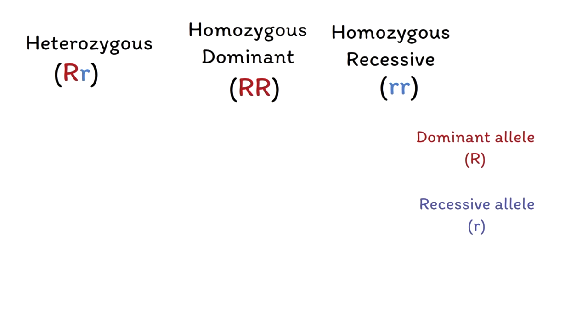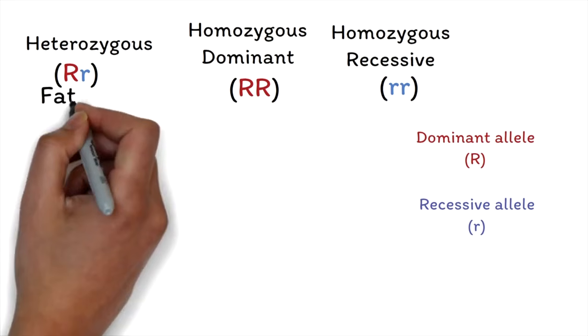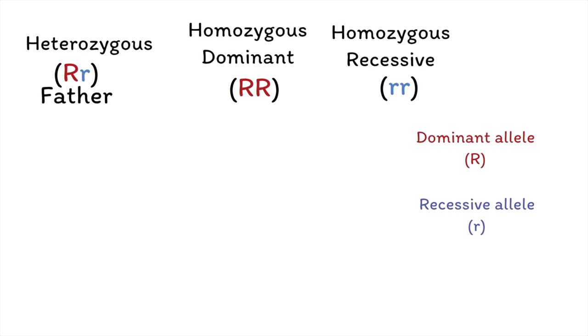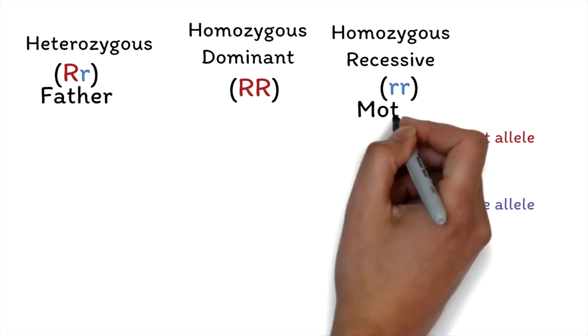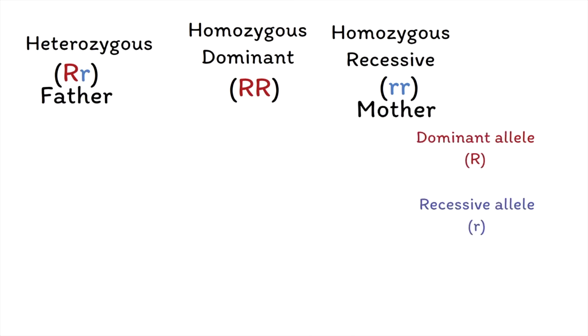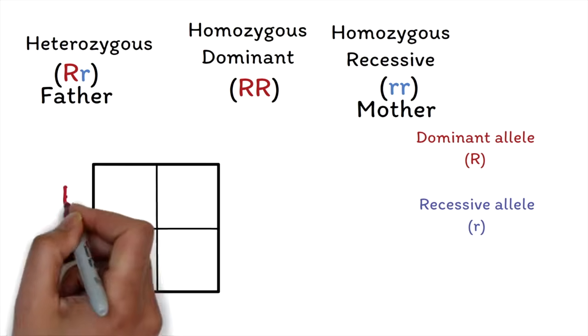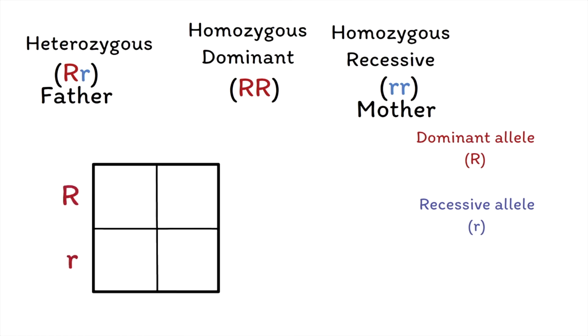Now, let's use this information to answer the question. If one parent is heterozygous for tongue rolling ability, let's say the father, and the other parent is homozygous recessive, let's say the mother, we can use a Punnett square to determine the possible genotypes and phenotypes of their offspring. Here is an example Punnett square for this cross. Let's put the father's genotype here. Let's put the mother's genotype here. You can interchange them. It won't make a difference.